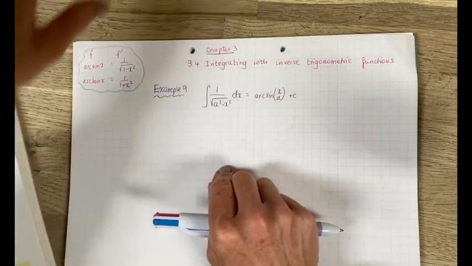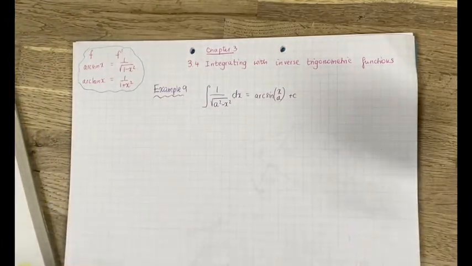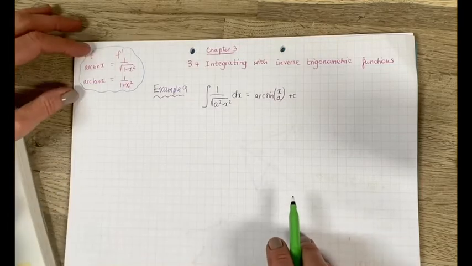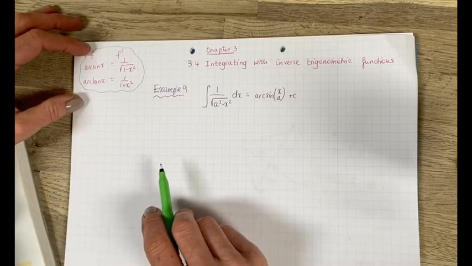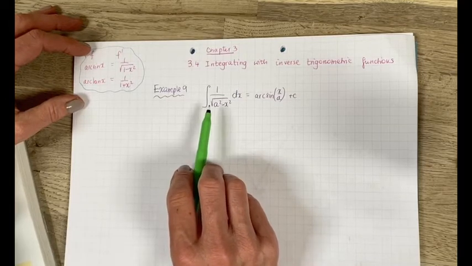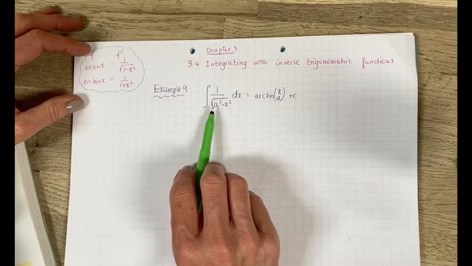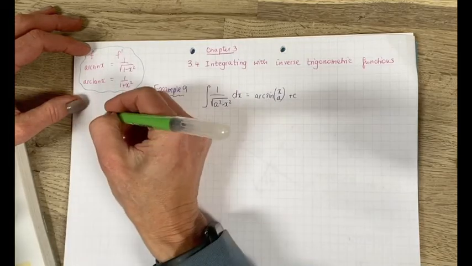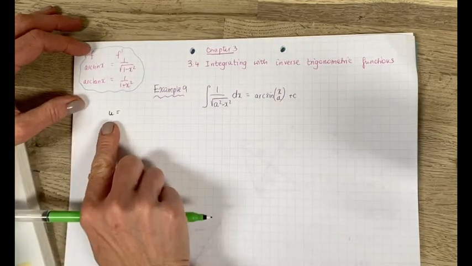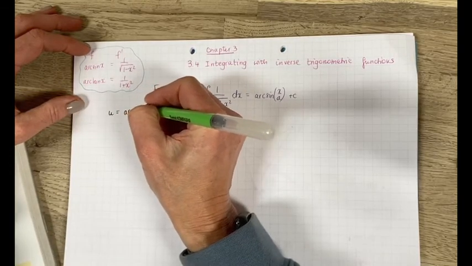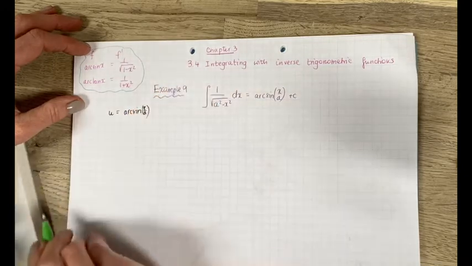Okay, so the first example of that type actually asks you to derive it or show that. So there's two approaches. I'll do what the book does secondly, but I'll do my approach to begin with. If the question asks you to use appropriate substitution to show that this expression integrates to arcsine x over a plus c, then my instinct says let's use the substitution u equals arcsine x over a, and you'll see it will work nicely.